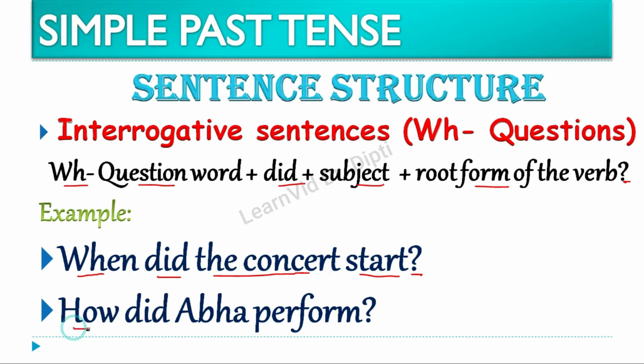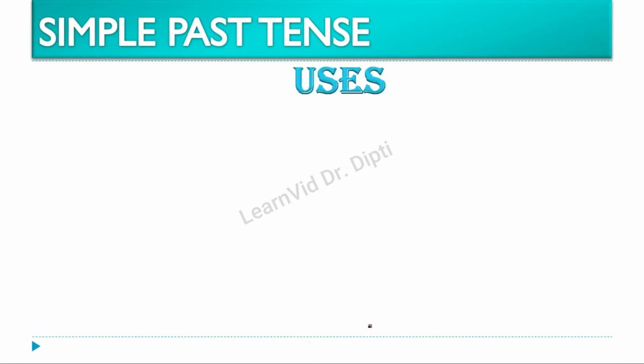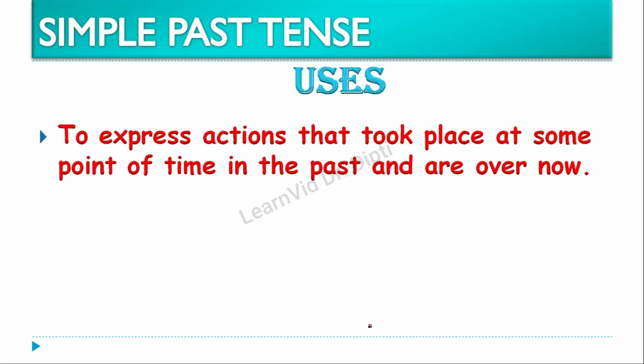So how is again a WH question, then comes did, then is the subject, and then is the root form of verb, and then the question mark. Now friends, let us see the simple past tense uses. The first use of simple past tense is to express action that took place at some point of time in the past and are over now. कि कुछ actions जो past में हो चुके हैं और अभी वो ख़त्म हो चुके हैं, then that actions are expressed in simple past tense.